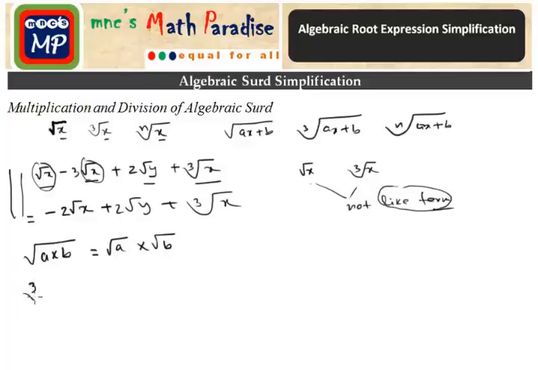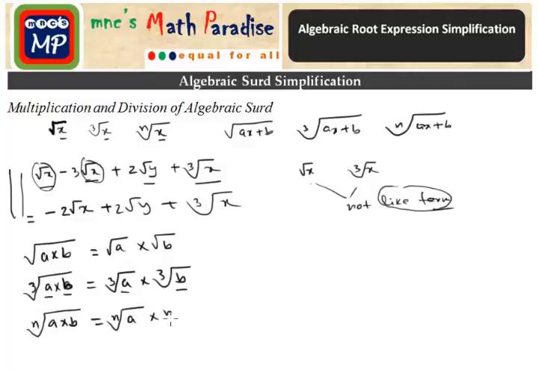The same thing is true for cubic root, that is cubic root of a times b can be written as cubic root of a times cubic root of b. That means the root order, cubic root, remains the same, and the internal variables or sub-expressions are separated from each other with a multiplication sign if they are multiplied. Similarly, nth root of a times b can be written as nth root of a times nth root of b.